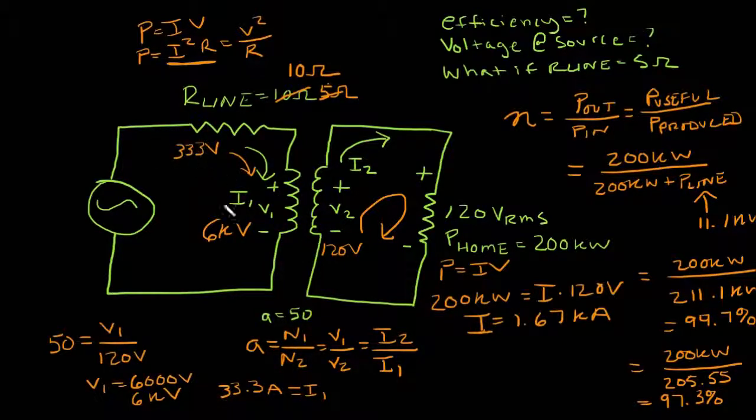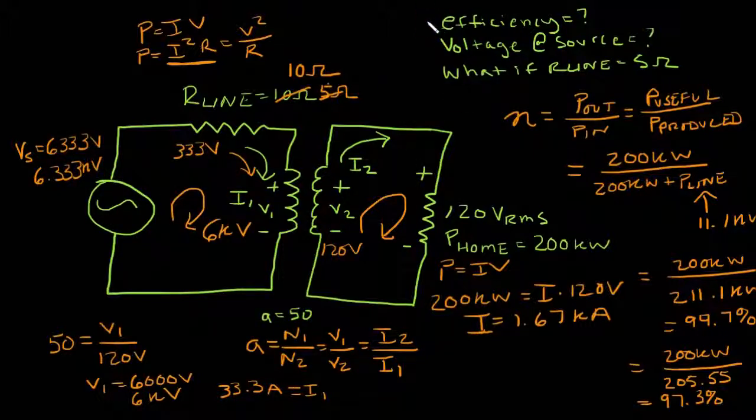Now all I have to do is add these together, because if I drew a KVL loop right here, I'd have my voltage at my source minus 333 volts minus 6 kilovolts equals 0. So my source has to equal 6K plus 333. So I know that the voltage at the source will have to be 6,333 volts, or 6.333 kilovolts.